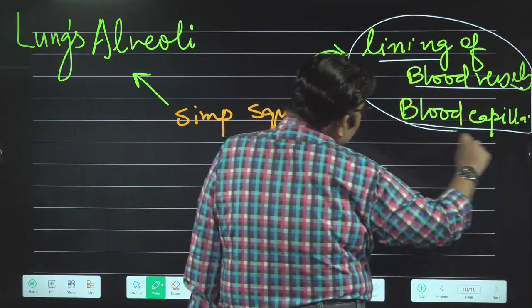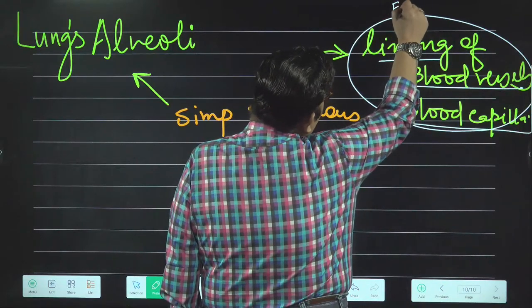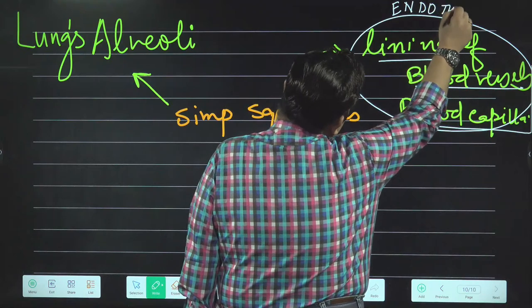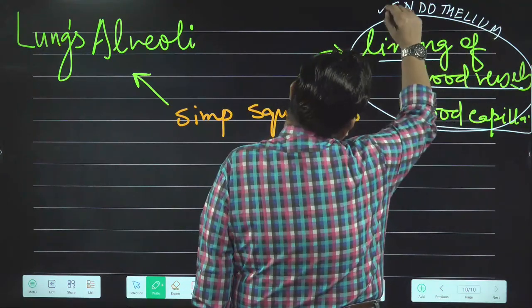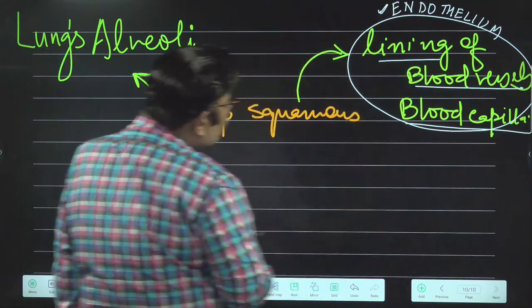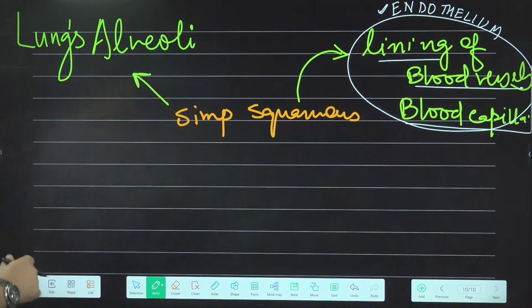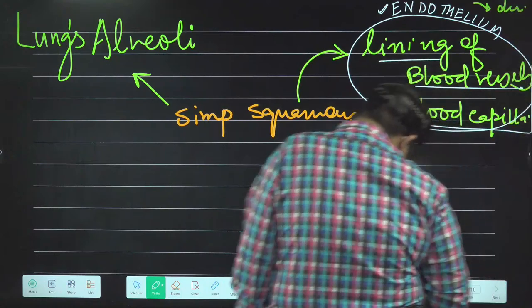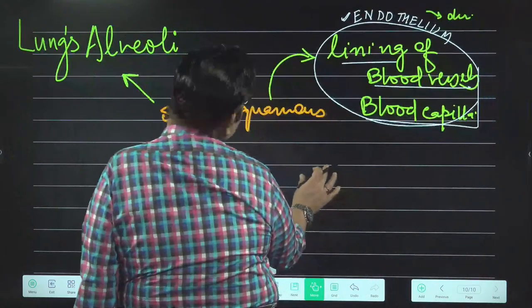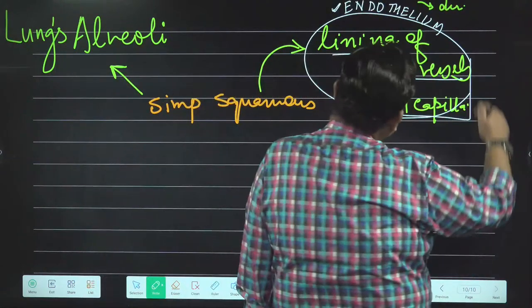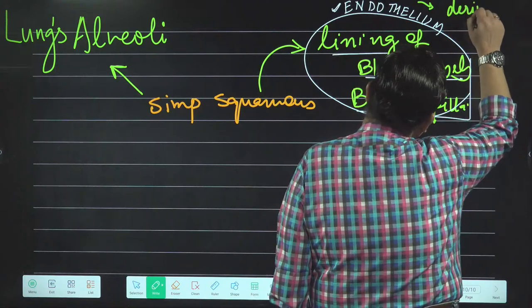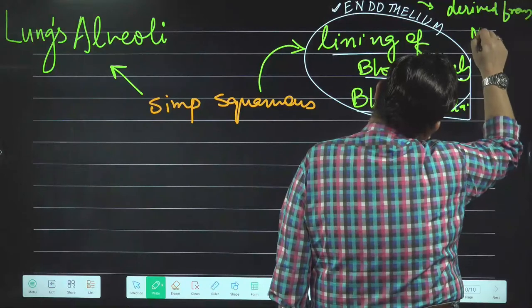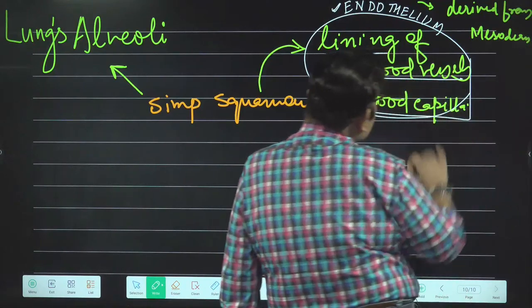And the term we use for this epithelium is endothelium. Sometimes teachers can confuse you, because endo means inside, so you may think of endoderm. Don't get confused. It is not derived from endoderm. Blood vessels are derived from the mesoderm, and endothelium is also derived from mesoderm only.